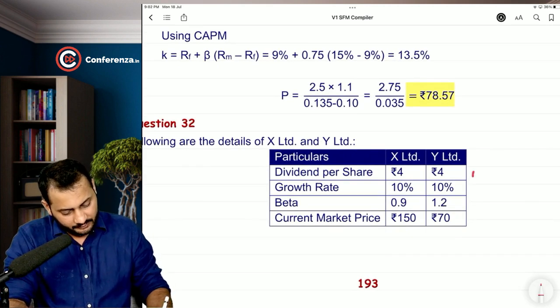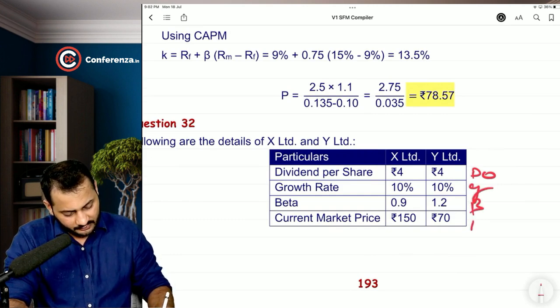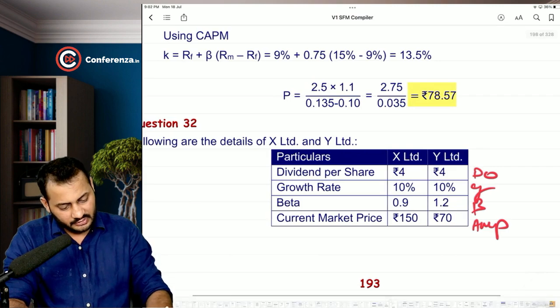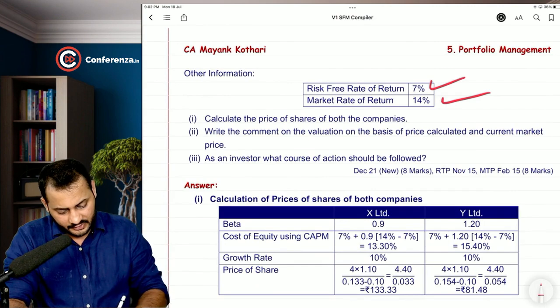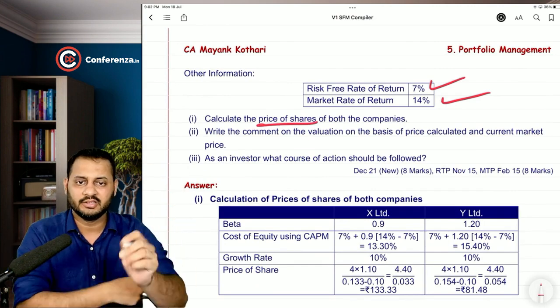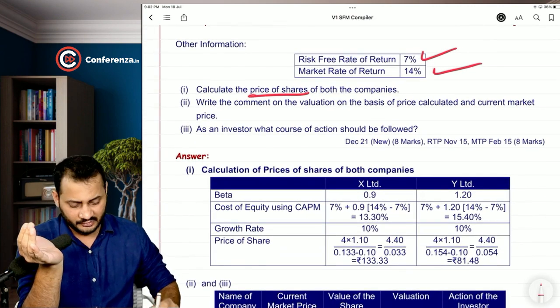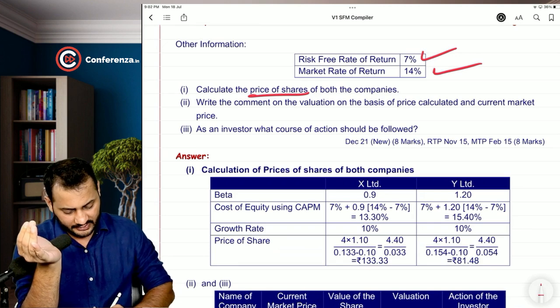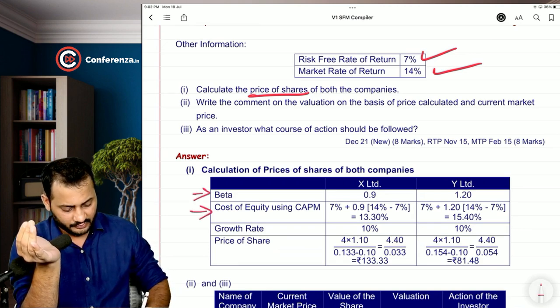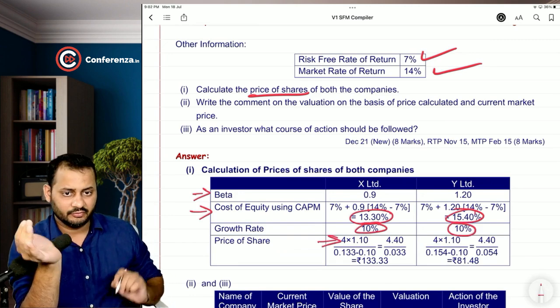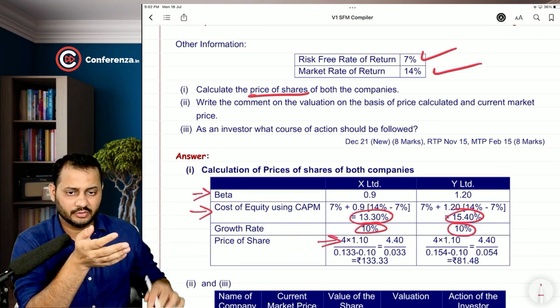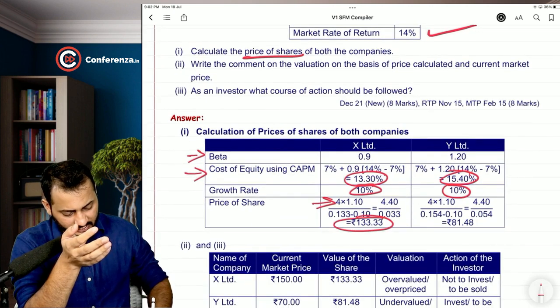See, dividend per share, take it as D0, growth rate G, beta is given, current market price is also given. If there is something new, then I will do it. Market rate of return, risk-free rate of return. Calculate the price of both the shares of the company. Easy, easy, easy. See, beta is given, you have used the CAPM to calculate the cost of equity. These are the growth rate. And this is the dividend. 4 into 1.10 means adding the growth. You have calculated the market price 133 and 81.